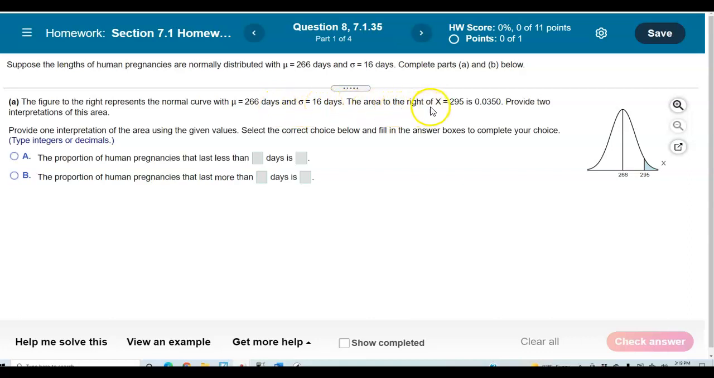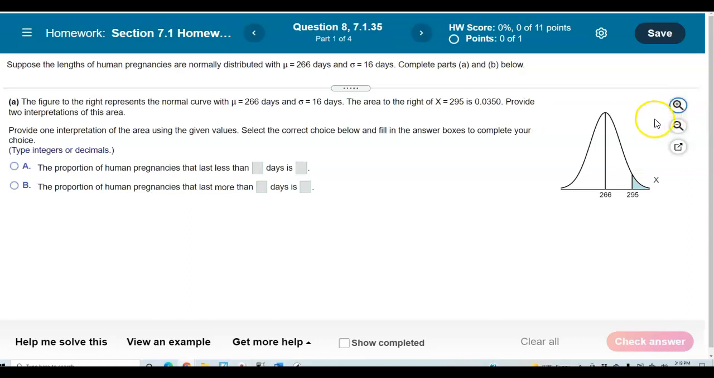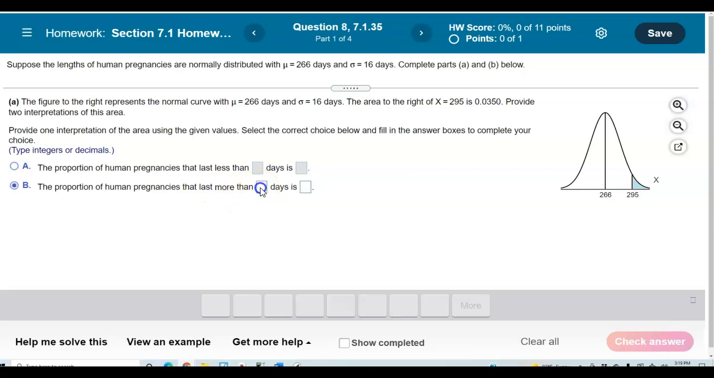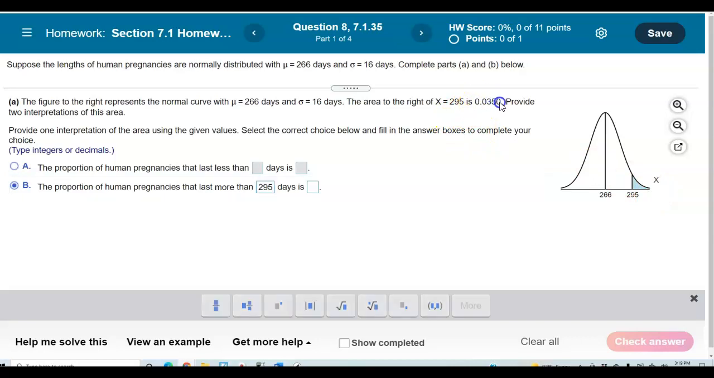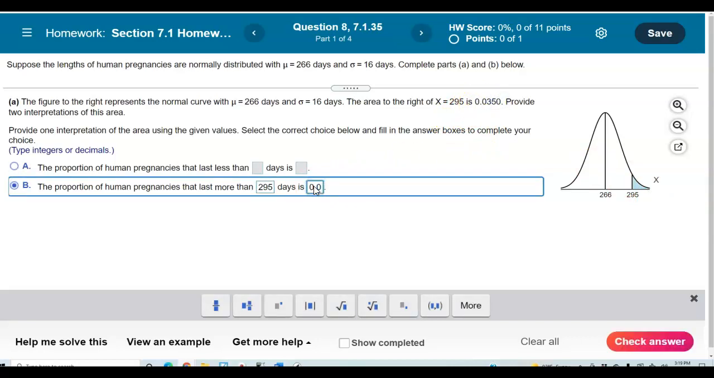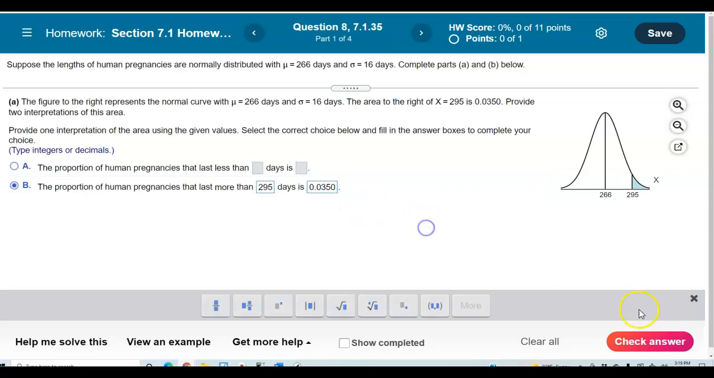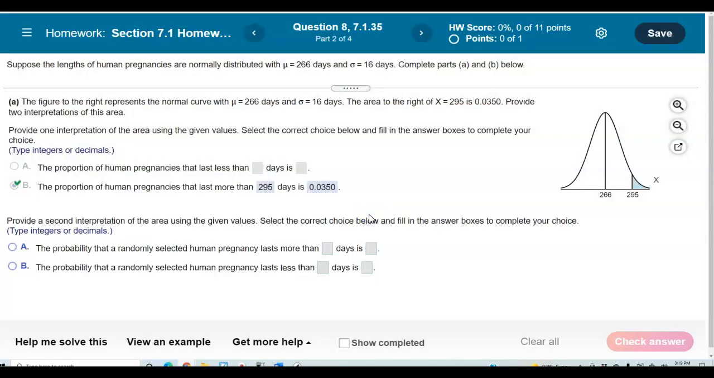And then the area to the right of that value of x, which is 295, is 0.0350. We want to provide two interpretations of this area. So I'm going to go ahead and open this up a little bit more here. You can see here that here's the mean. This is 295, and you can see that the area that's shaded in blue is to the right of that. So we would say that the proportion of human pregnancies that last more than, this would represent 295 days, because it's more than that, is given by the following area up here, which is 0.0350. And therefore that represents the interpretation.